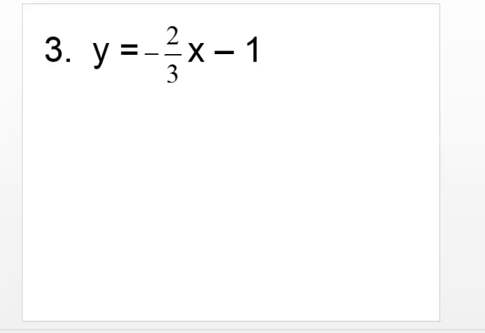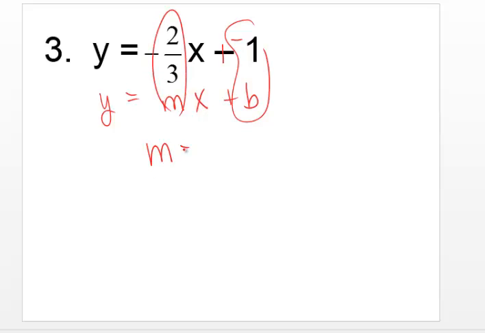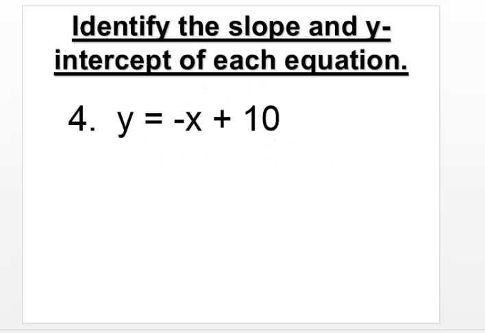In the next example, again, I have another minus sign, so I'll change it to plus the opposite. Write y equals mx plus b underneath it. This is my b, and this is my m. So my m is -2/3, and my b is -1. In the next example here, I have an imaginary number right here. There's a hidden 1 there. It is actually a -1, so my slope is -1, and my b is 10.